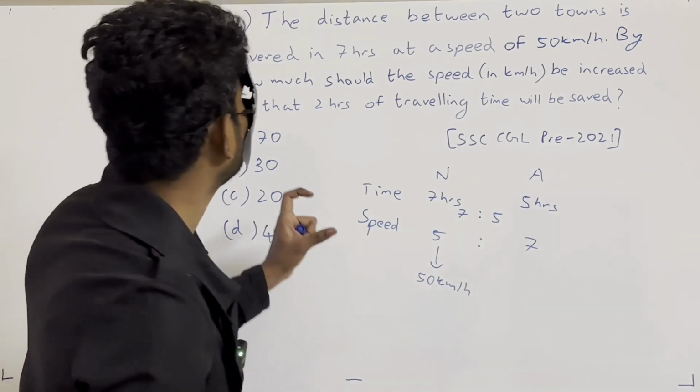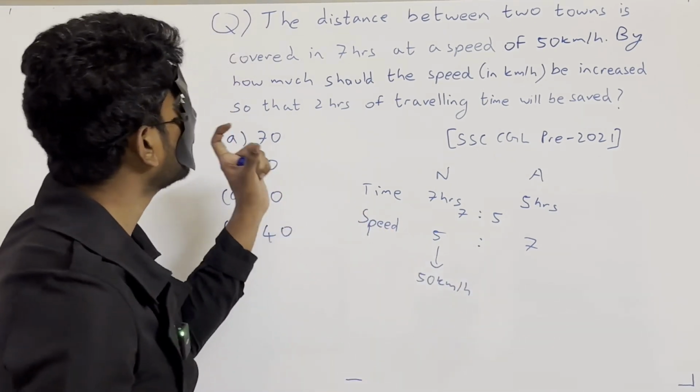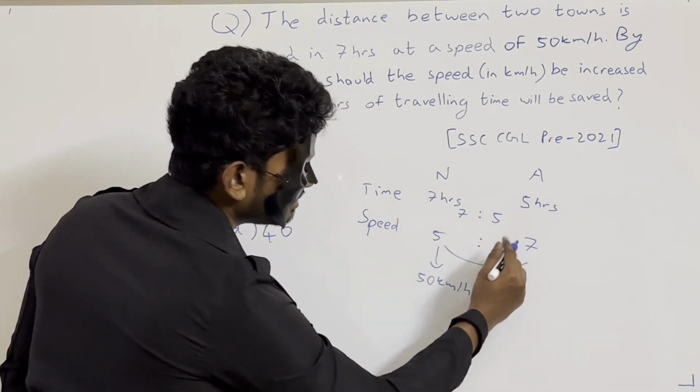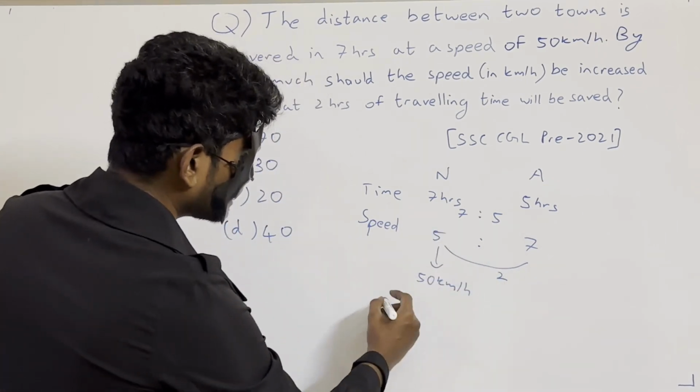Now read the question carefully, guys. He's not asking the value of 7 here. He's asking by how much will the speed be increased. That is, from 5 it is increasing to 7, right? So it is increasing by 2. So he's asking the value of 2 ratio.